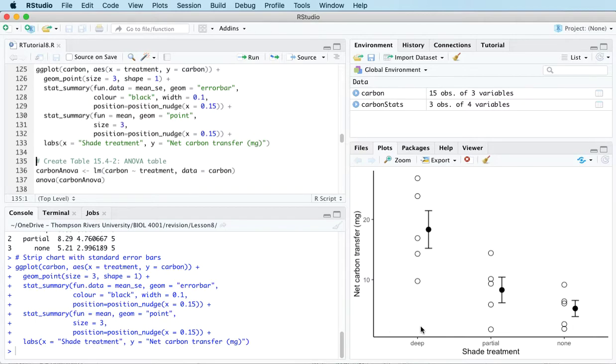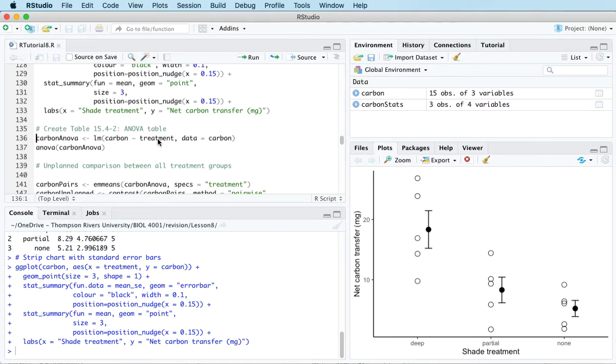So we can see that the trees in deep shade seem to have a higher net carbon transfer than both the trees in the partial shade and the trees with no shade. But there's not a huge difference between the partial shade treatment level and the no shade treatment level.